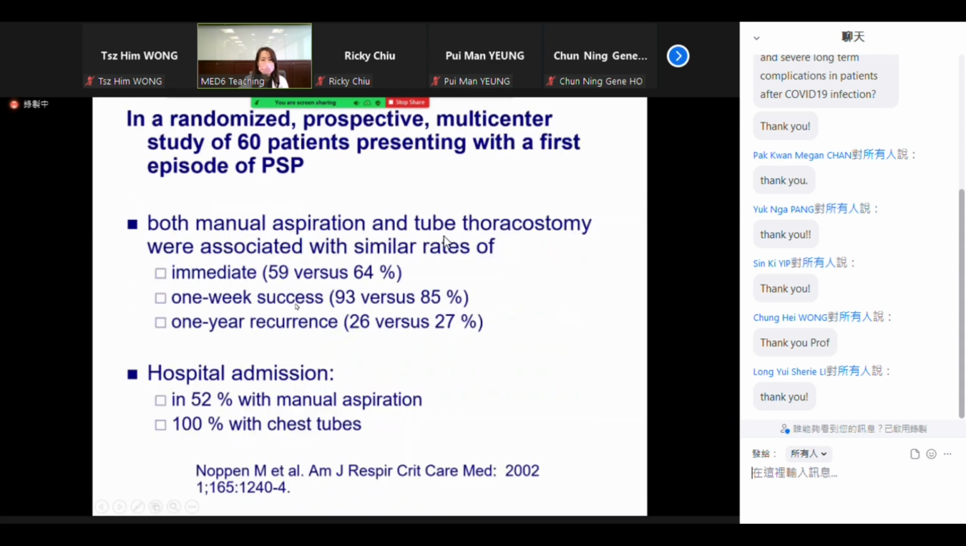There is some literature showing that for primary spontaneous pneumothorax, so primary means young gentlemen without underlying lung disease, simple aspiration is as good as a chest tube. And the good thing is that the wound is smaller and less painful, and there is no need for hospitalization for primary spontaneous pneumothorax that can be treated by simple aspiration.